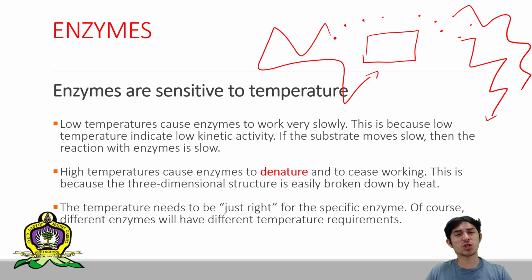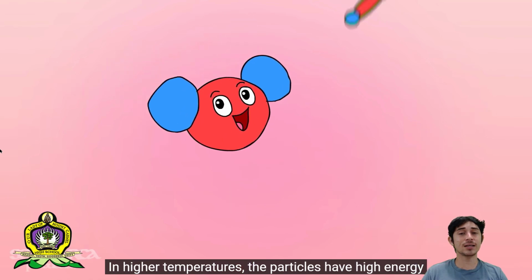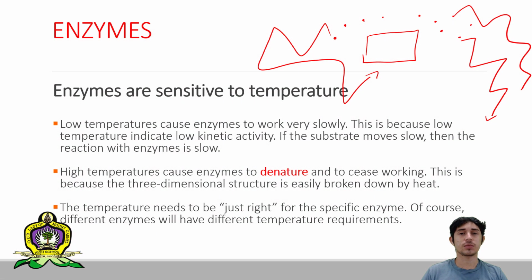What about high temperatures? At high temperatures, enzymes denature. Enzymes are proteins, and proteins tend to denature at higher temperatures, and that is why enzymes are unable to work at temperatures that exceed their optimum temperature. The temperature needs to be just right. For humans, all the enzymes work at a temperature of 98.6 degrees Fahrenheit, and they work well within.